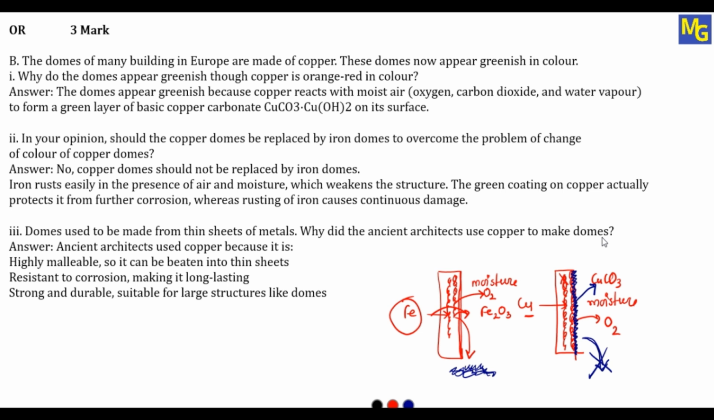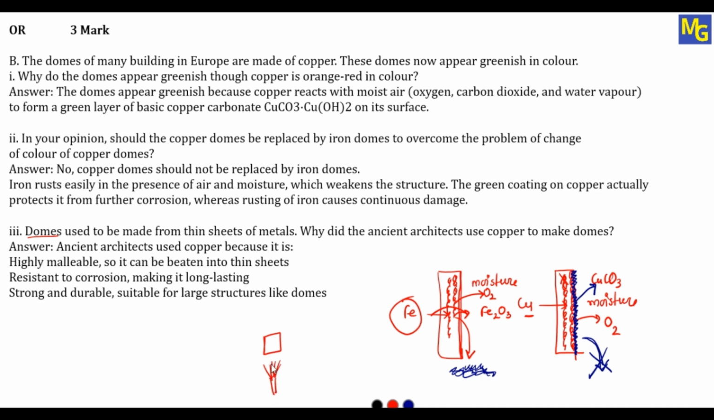So now, the answer is, ancient architects used copper because it is highly malleable. So it can be beaten into thin sheets. If you want to prepare a dome, then it should be very thin. It should be made up of a thin sheet. And to prepare a thin sheet, any metal, what you have to do? You have to take a metal and you have to heat it. You have to heat the metal.